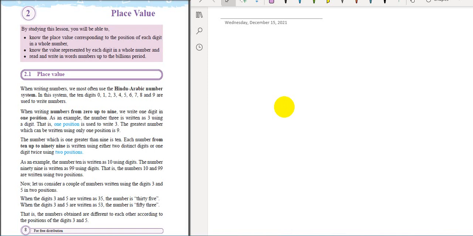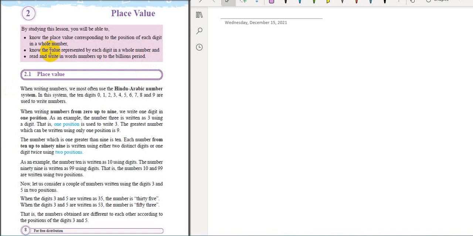Hello student, today we are going to learn grade 6 mathematics, place value, unit number 2. Under place value we are going to learn the place value corresponding to the position of each digit in a whole number, and to know the value represented by each digit in a whole number, and to read and write in words numbers up to the billions period.